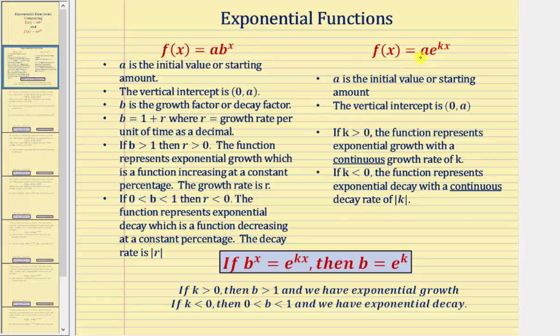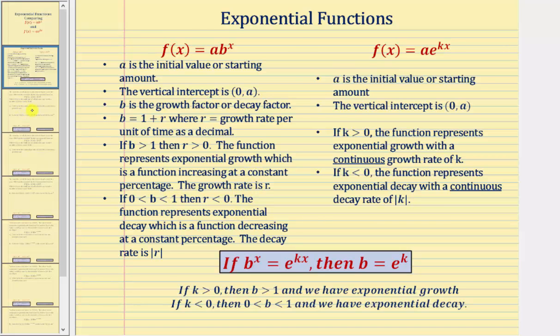Now comparing this to f of x equals a times e raised to the power of kx, a is still the initial or starting amount, but here if k is positive or greater than 0, we have exponential growth, but we have a continuous growth rate of k. And if k is less than 0 or negative, we have exponential decay, with a continuous decay rate of the absolute value of k. So here we can inspect the function to determine a continuous growth or decay rate. And in the other form, we can analyze the base b to determine r, which will tell us the growth or decay rate per unit of time.